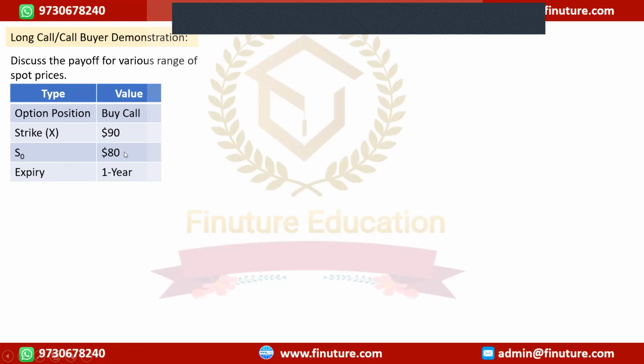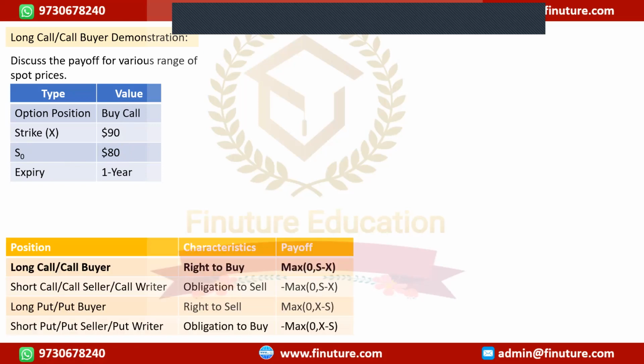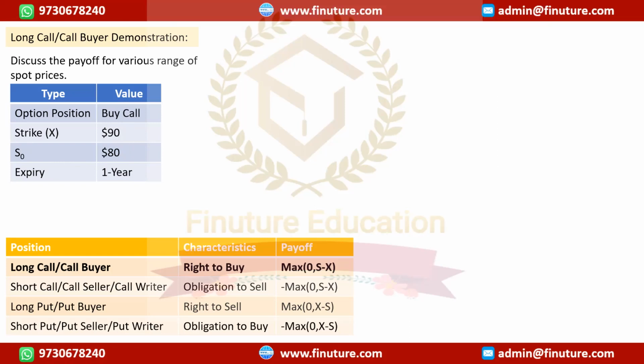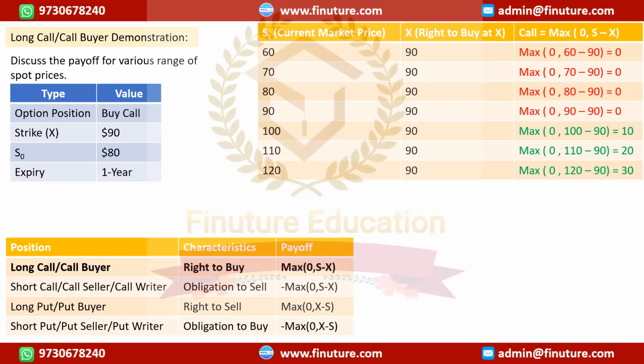So usually, if you notice, the options are bought out of the money. So whenever the price exceeds 90, you can exercise your call to buy at $90, and likewise you can sell in the market at a higher price. So let's have a look at that. I'm just emphasizing the first row of the table that we saw in the previous slide. It's the right to buy at X, and the payoff formula for this is maximum of 0, comma, spot minus strike. And these are the various ranges that we were being asked.